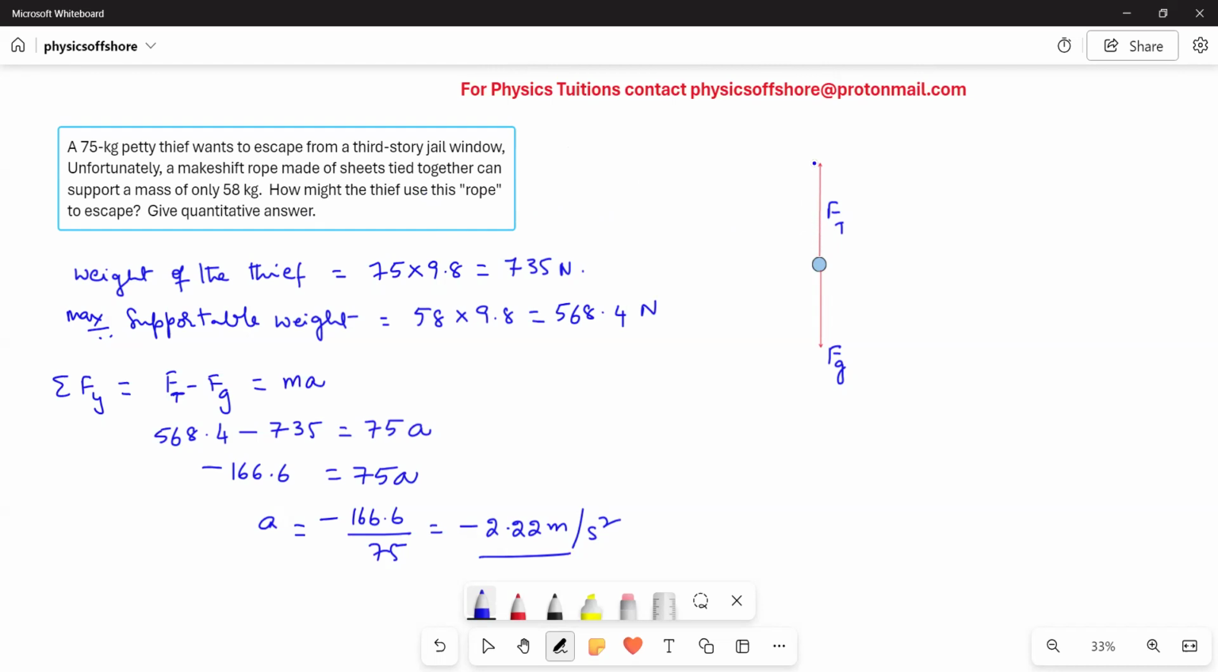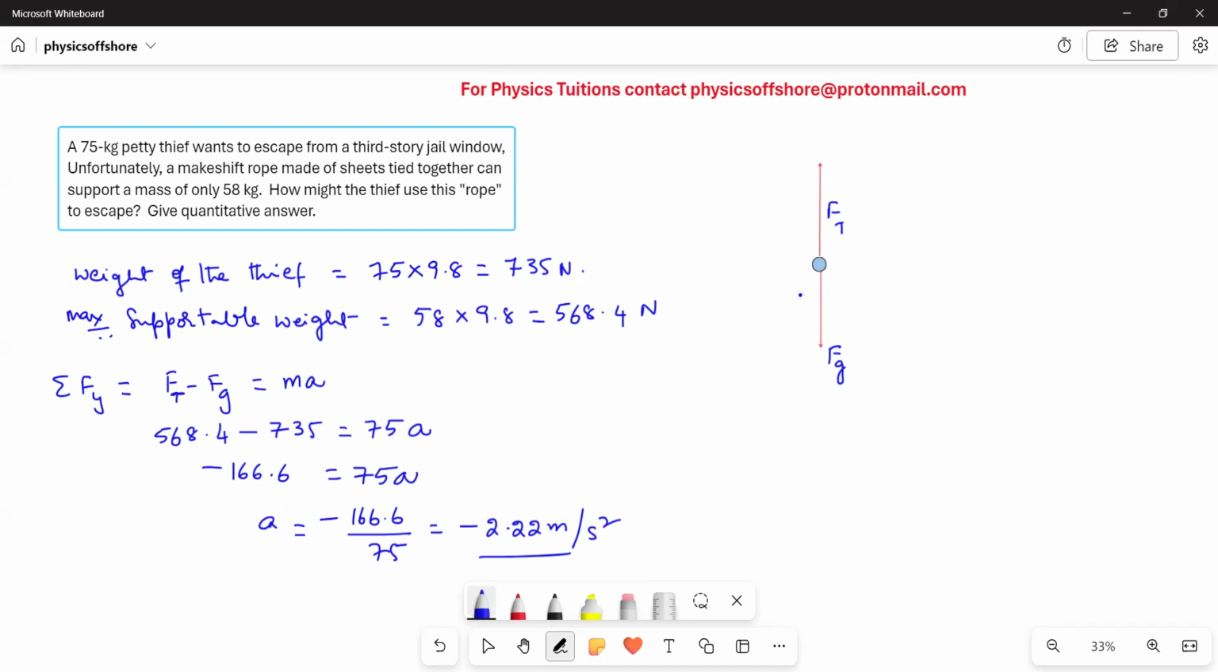So we know F tension acts upwards and Fg acts downwards if he starts hanging. But the moment he hangs on this rope, the rope will break and he can't make the escape. So what he has to do is slide down so that the rope can sustain his weight.